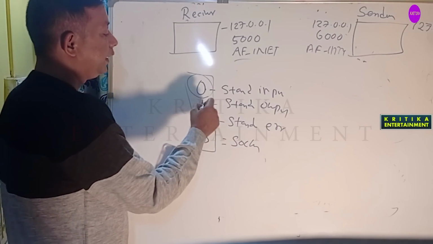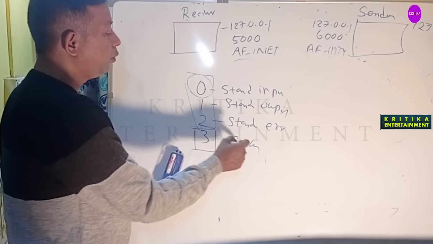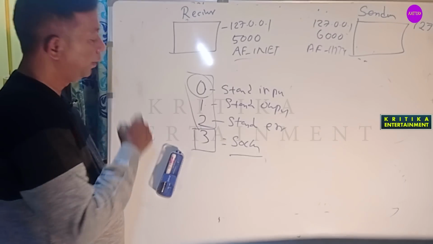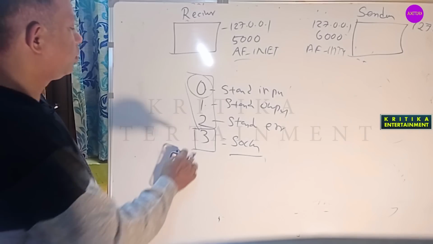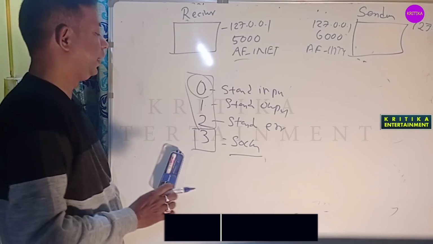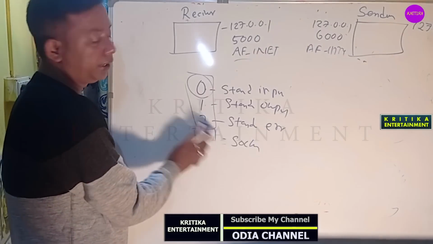Okay, already 3s are assigned. So when you return the value from the socket, the next value is assigned automatically, that is called 3. So the socket value is called your 3. So the socket value will display the 3.